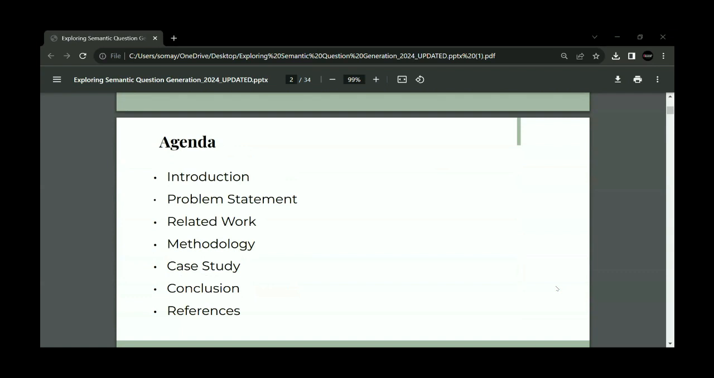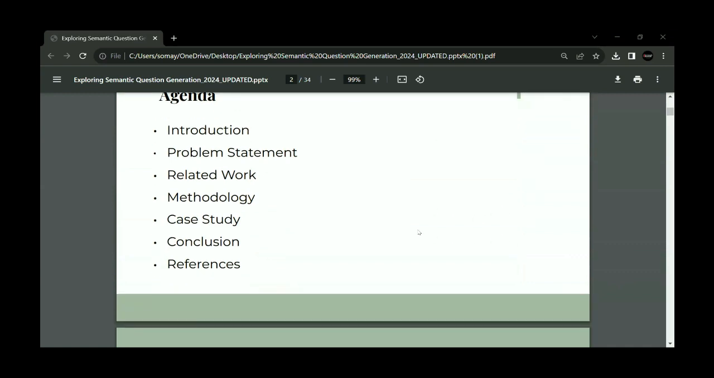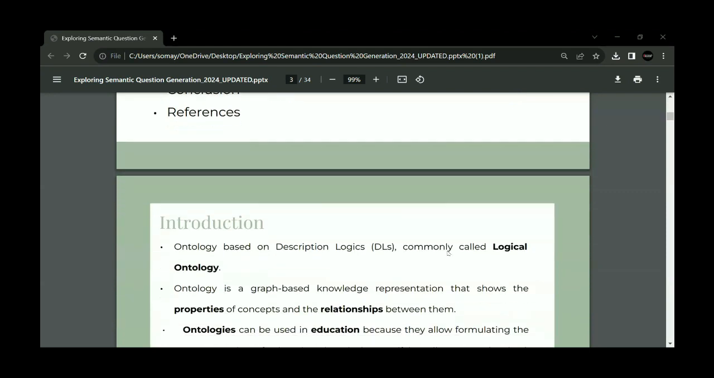In the realm of education, assessing student performance is pivotal. However, the traditional process of formulating questions and creating tests demands considerable time and effort from the instructors. Our research aims to improve this process by introducing a semantic methodology for automating question generation in the field of algorithms. And here is our agenda. We will go through introduction, then problem statement, related work, methodology, case study, and then finally the conclusion and references.